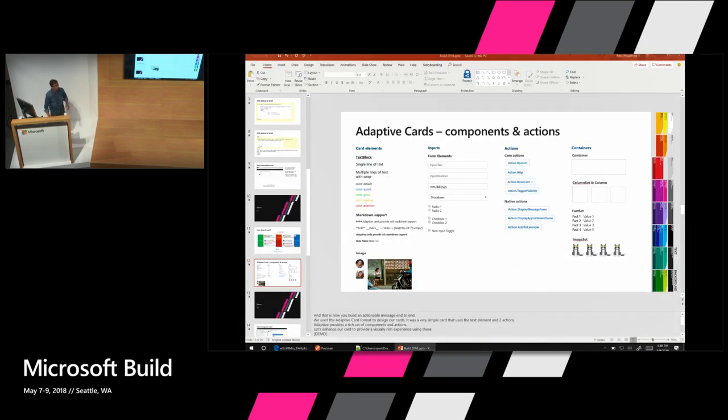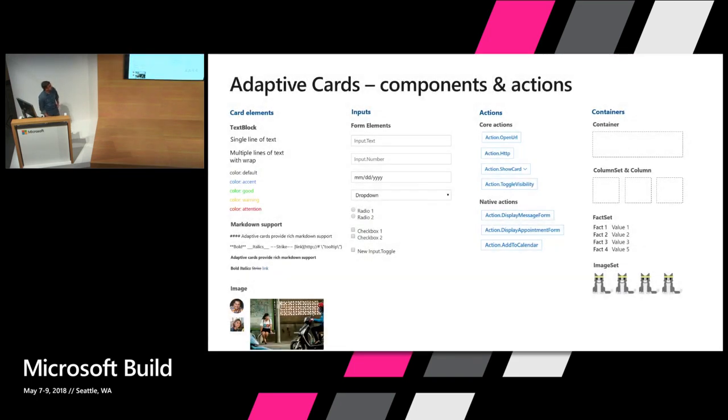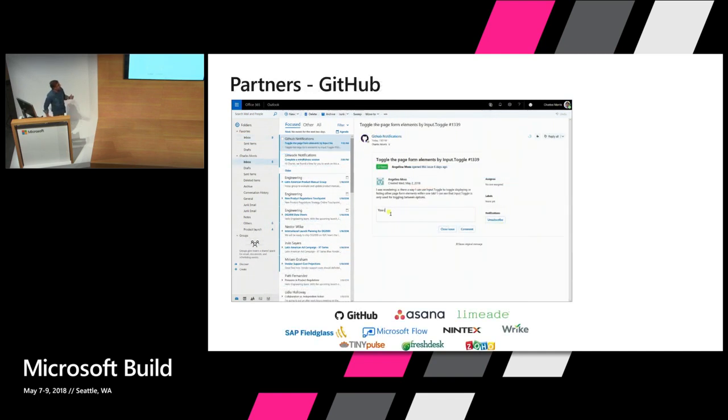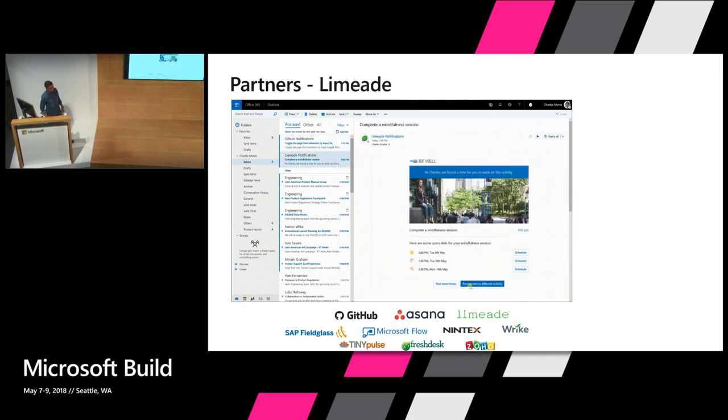So with Adaptive Cards, you can create very rich visual experiences within Outlook. This is an example of how rich it could be. You could have expand and collapse sections to show line items, and have receipts as attachments to the same email. So you can provide very compelling workflows right within your email client. Here are some partners that have implemented actionable messages: GitHub, Asana, and Limeade being the most recent ones.